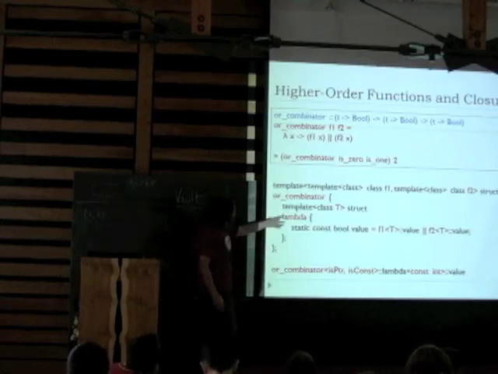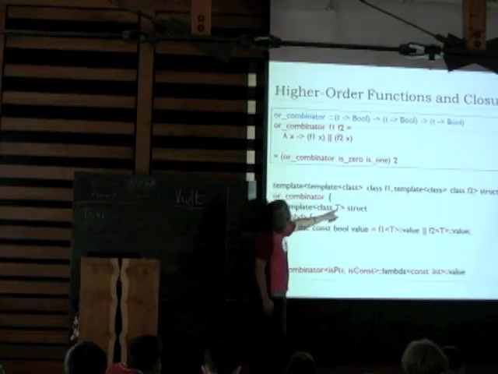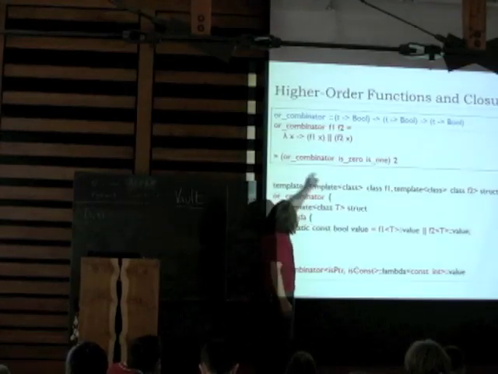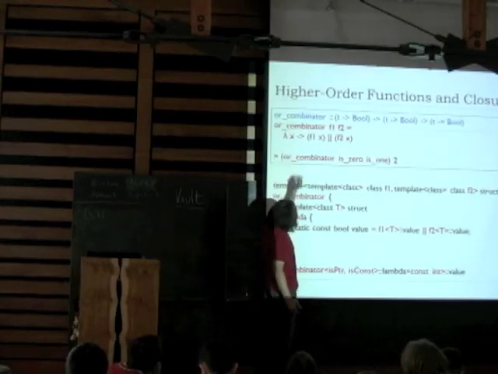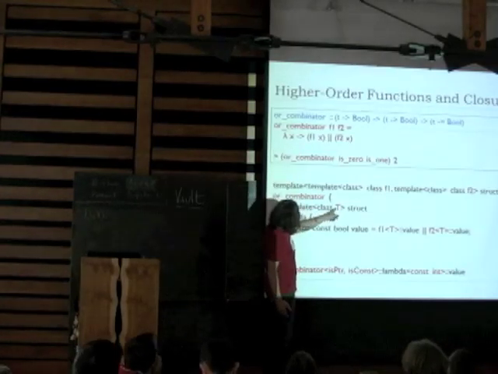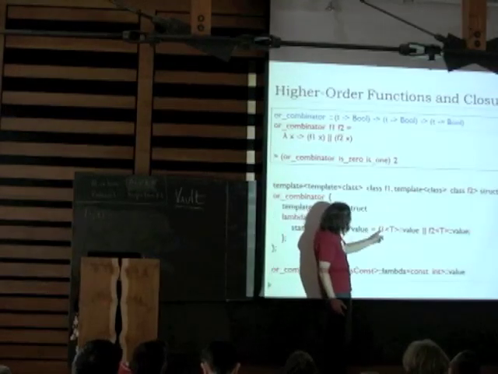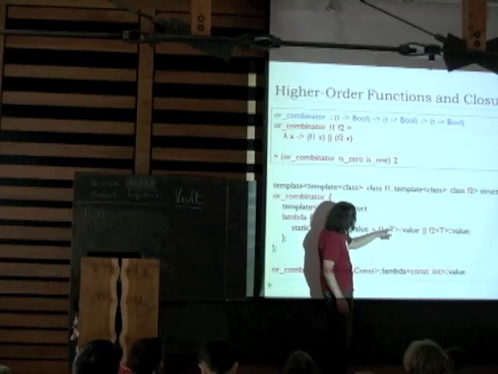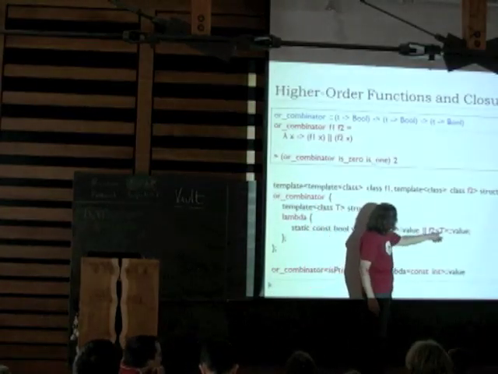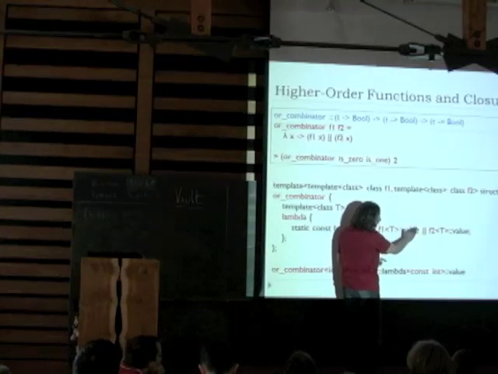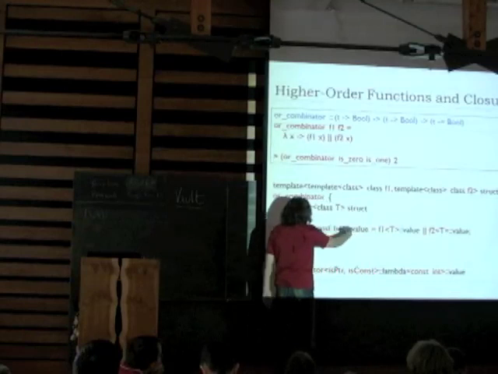Okay, so I define a lambda, so it's a template of some t, right? So this t corresponds to my x here. My lambda takes t, and what it does with this t is call the meta function f1 with this t, call meta function f2 with this t, extract the value that will be the boolean, and return it.